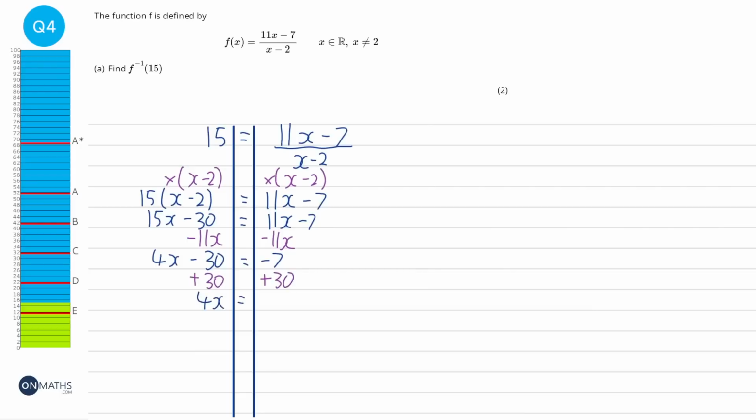So minus 7 plus 30 is 23. Divide by 4 both sides. So x is going to be 23 over 4. And that'll be our answer.